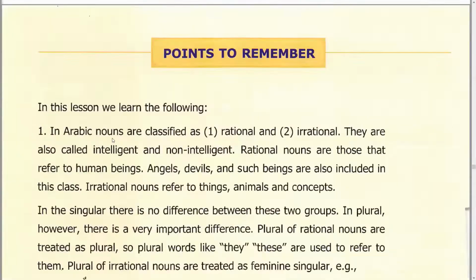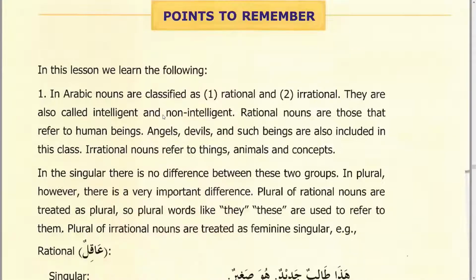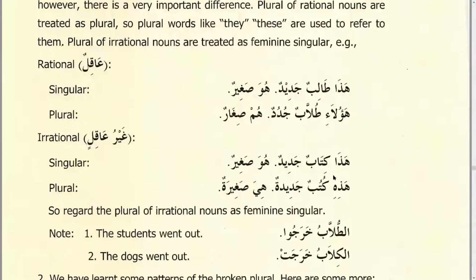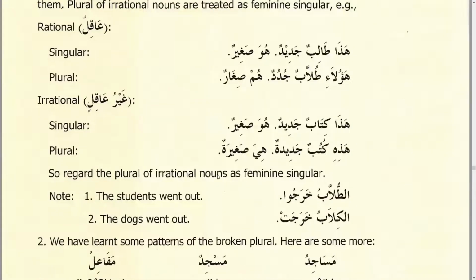Points to remember. In Arabic, nouns are classified as rational and irrational. All irrational plurals are treated as singular feminine. Singular feminine: هذه كتب جديدة هي صغيرة.